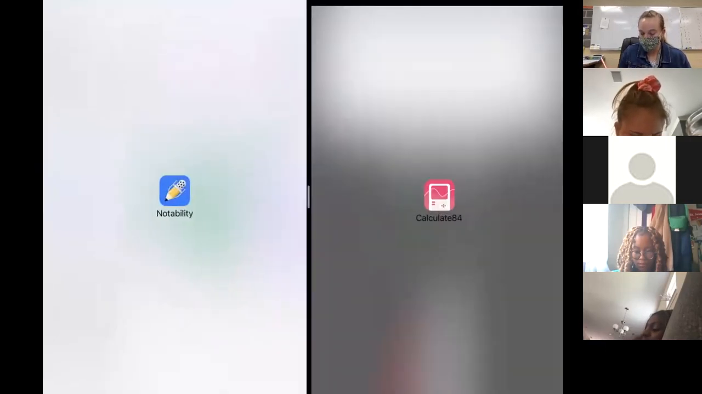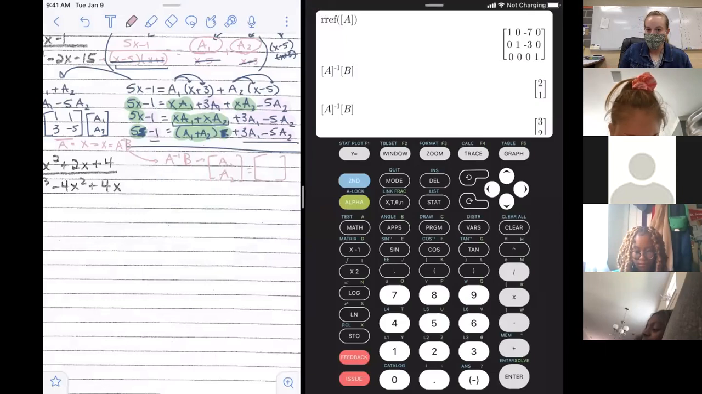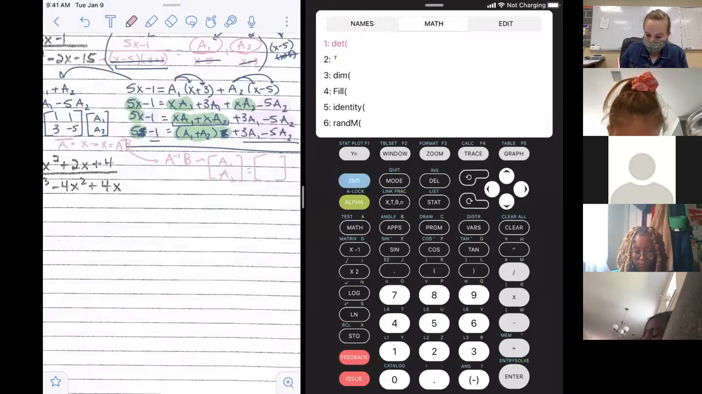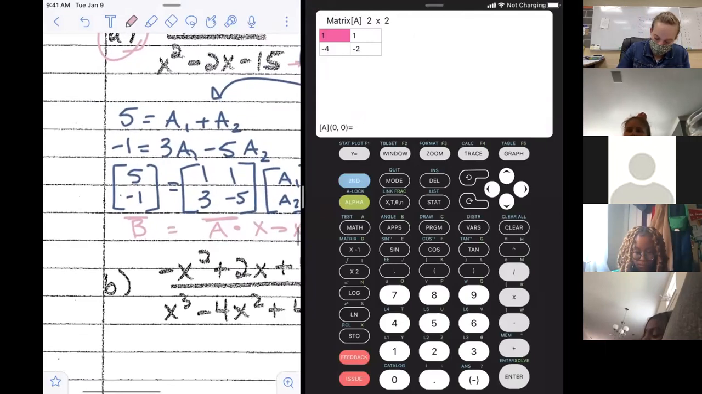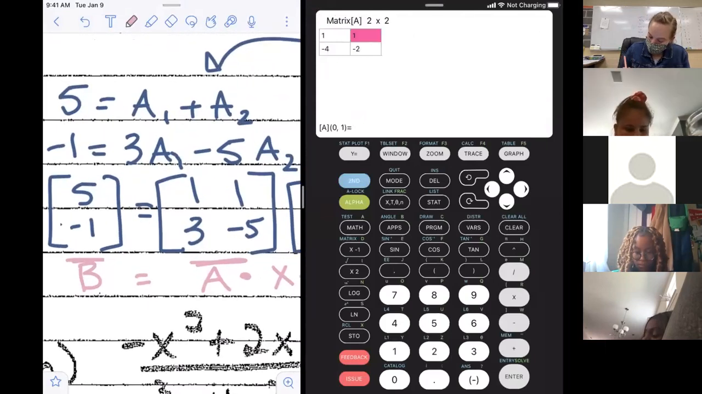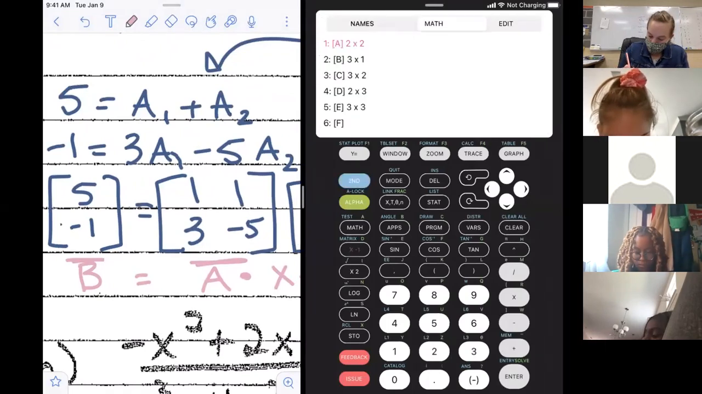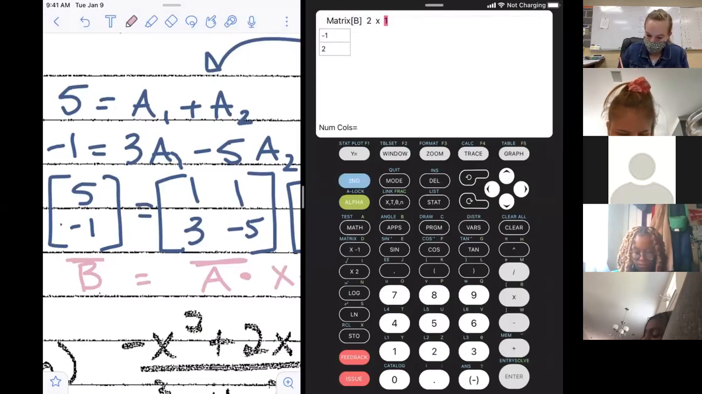Anybody have any questions yet? All right, let's throw it in my calculator. I have to adjust because we did some changing of my matrices last period. So make sure you're doing a 2-by-2, and my A matrix is 1, 1, 3, negative 5. Cool. And then my B matrix is a 2-by-1, and it goes 5, negative 1.